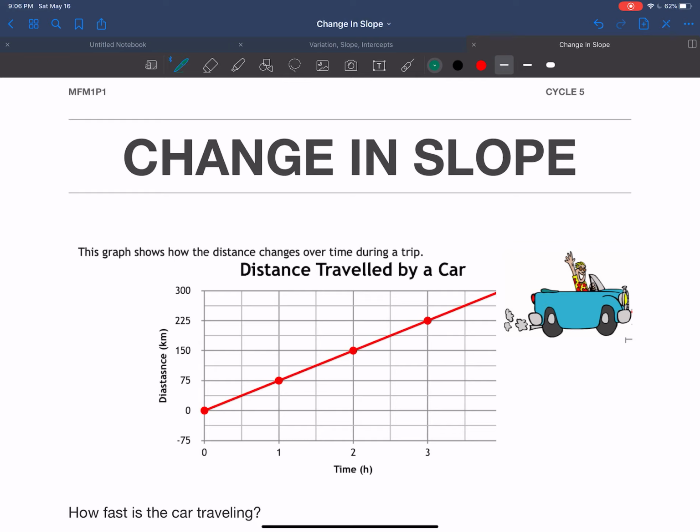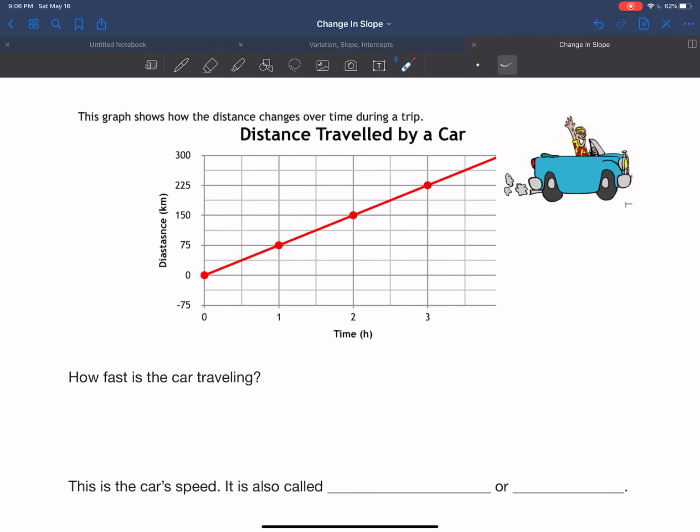So in this first example, we're talking about the distance traveled by a car. We have the distance on the y-axis and time on the x-axis, and we want to figure out how fast it's traveling. The line tells us how fast it's going because we're figuring out distance and time, kilometers per hour. If I look at 1 hour, how far do we travel? 75 kilometers.